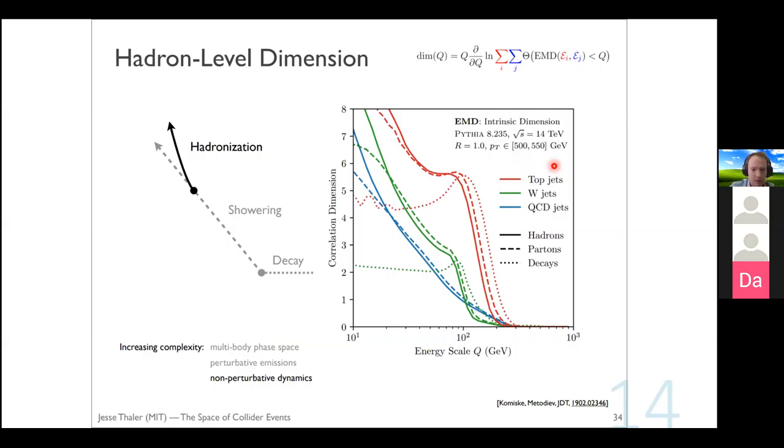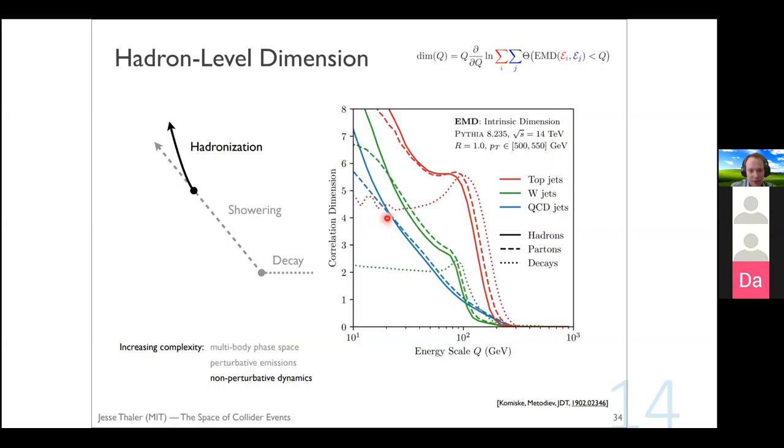Okay, another question on this plot. So you say the R is 1.0, then what's the jet algorithm you're using, anti-kT? This isn't my plot, it's Jesse, Patrick, and Eric's, but I suspect they're using Cambridge-Aachen to cluster these jets.